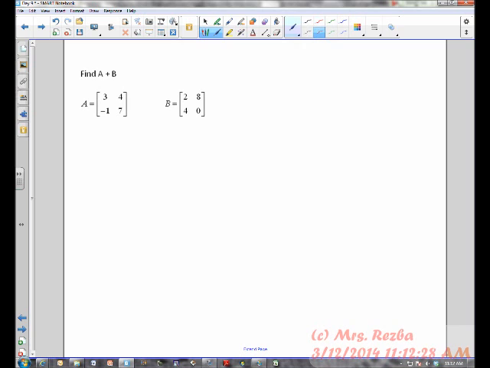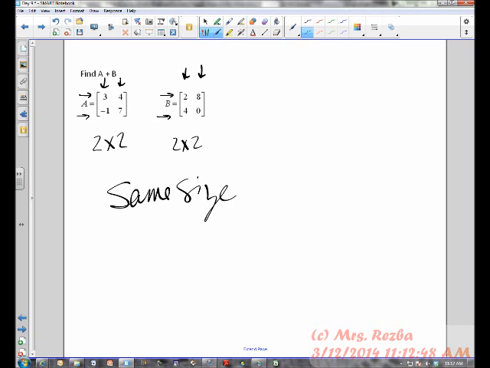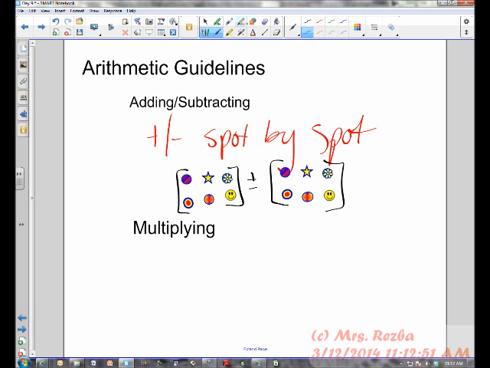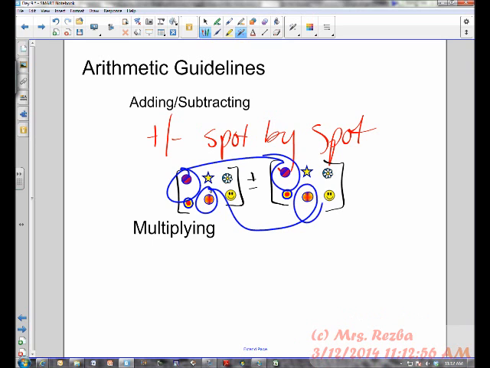Next example, find A plus B. Same thing. This matrix has 2 rows and 2 columns, so this is a 2 by 2 matrix. This matrix also has 2 rows and 2 columns, so it's also a 2 by 2 matrix. Matrices must be the same size. Why is same size important? Well, think about what I talked about here. This spot has to go with that spot. This spot has to go with that spot. If they're not the same size, we can't add or subtract spot by spot together. So that's something to keep track of.